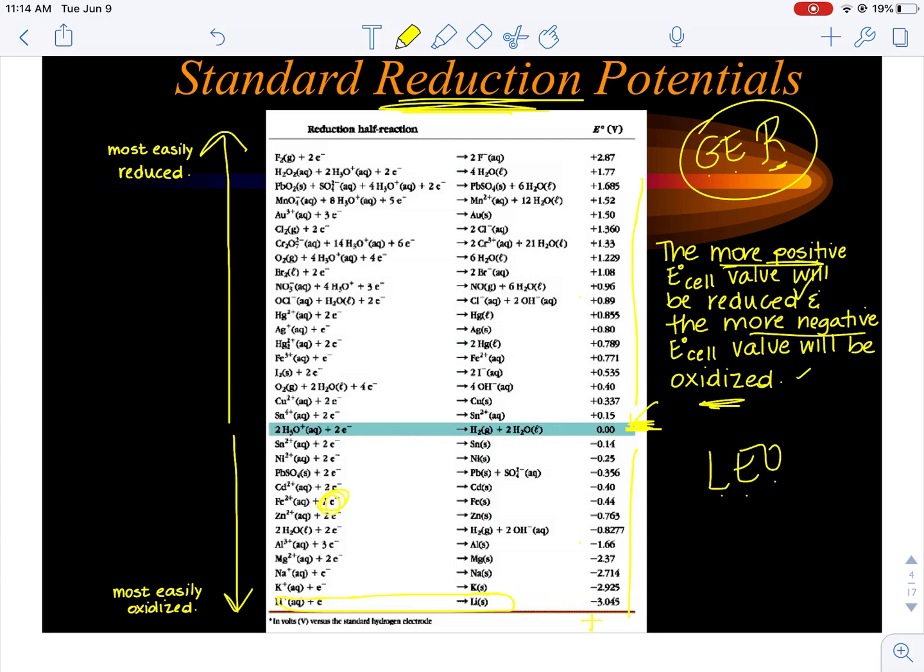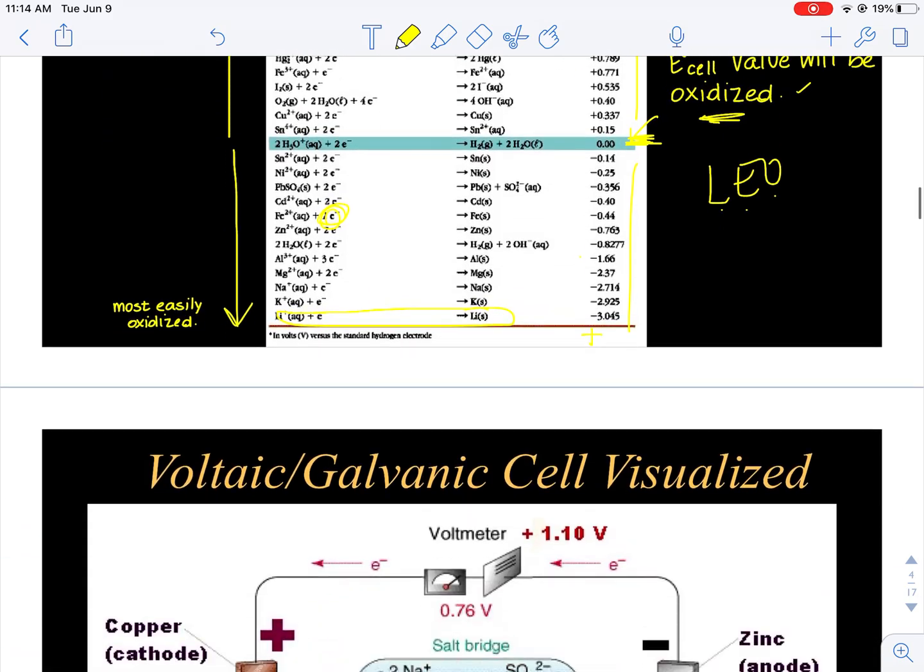Now, in terms of what species will be reduced or what species will be oxidized, generally speaking, towards the top of the chart is reduced, towards the bottom of the chart is oxidized. The better way to say it is that the more positive E cell value will be reduced and the more negative E cell value will be oxidized. And again, we are reading these values on this chart. It's not after we manipulate, it's by analyzing the data on the chart.